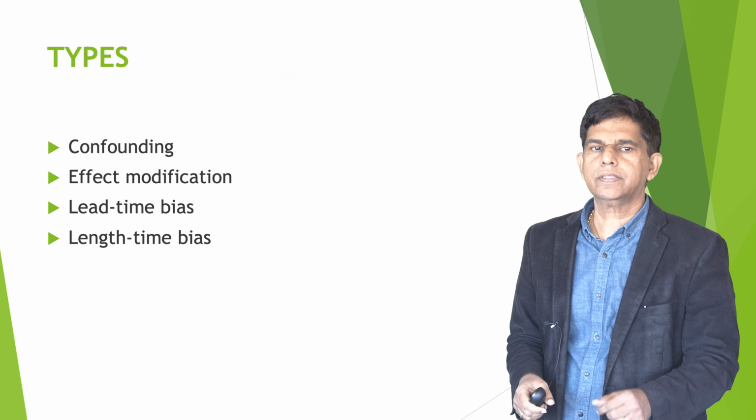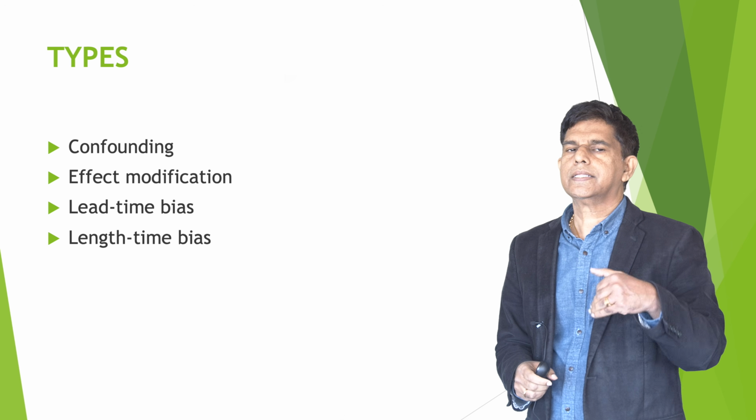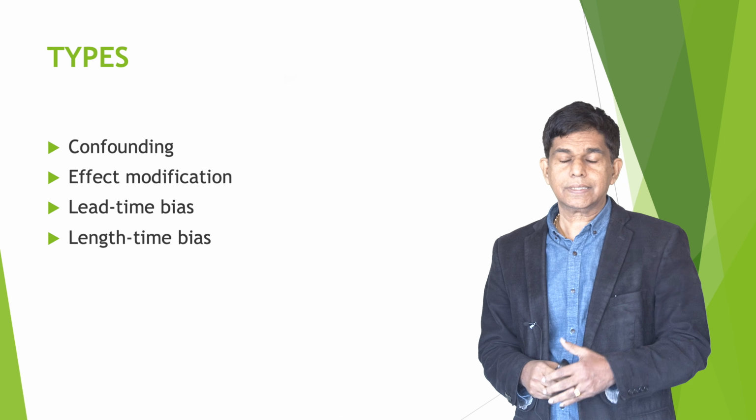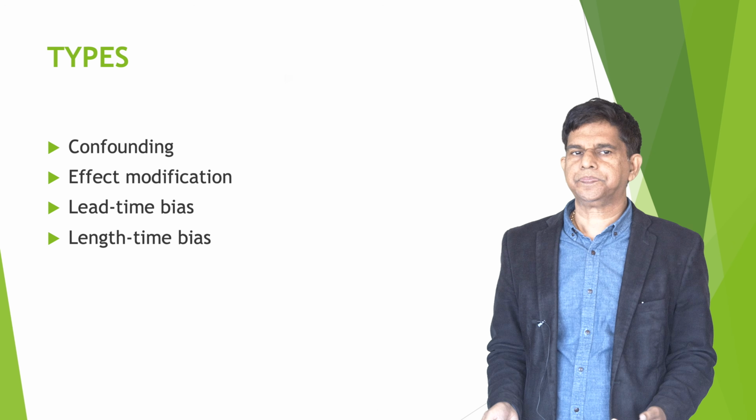One is confounding, the other one is effect modification, the third is lead time bias, and the other one is length time bias. For each one of those we're going to give you an example.